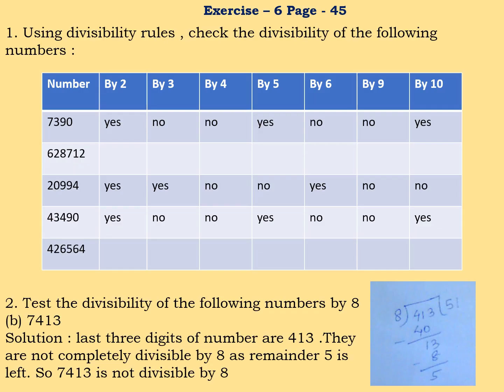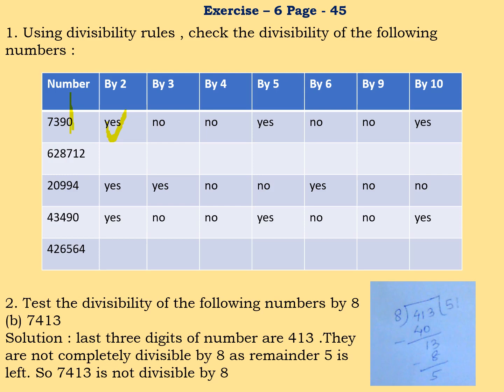So this is your exercise 6 of page 45 from your textbook. The first table they have given, using divisibility rules, check the divisibility of the following numbers. So we are only using the rules. We are not going to divide them and check. The first number is 7390. So the last digit is 0. So yes, it is divisible by 2.